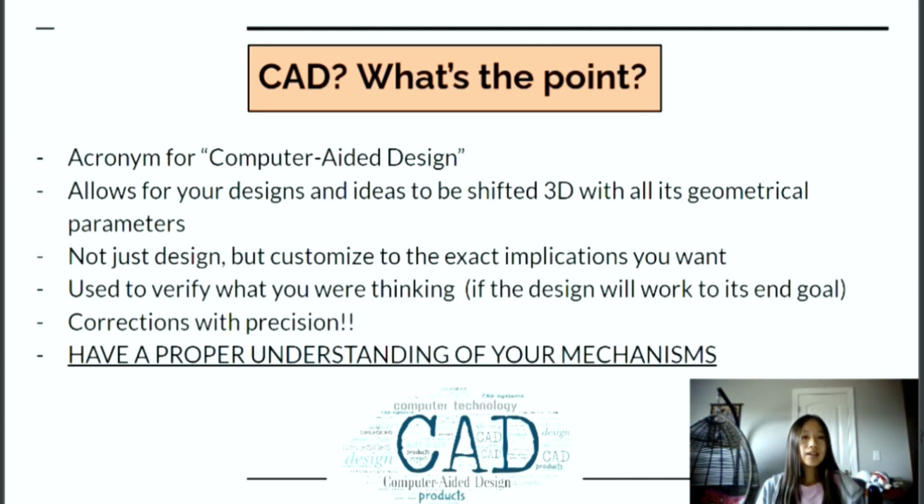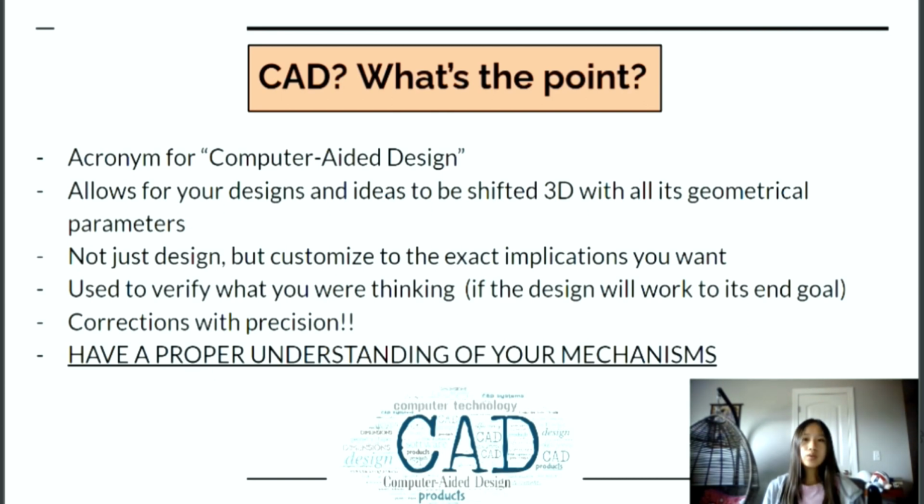So this is basically corrections with precision. Anything you want, you can correct with CAD. And then you can take that type of blueprint and put it into the real world. So basically the main point of CAD is just to have a proper understanding of your mechanisms. So imagine you want to have a little plastic 3D printed hand or arm coming out on the side. Then you can use CAD to help blueprint and visualize exactly what you want, see the dimensions, see everything, make sure that when you do actually put it on your robot, it's going to work exactly like how you want it to.